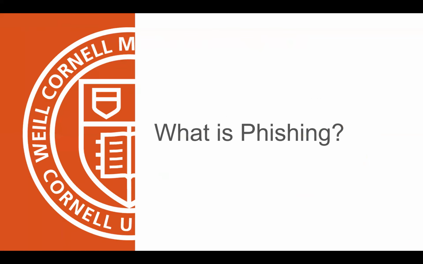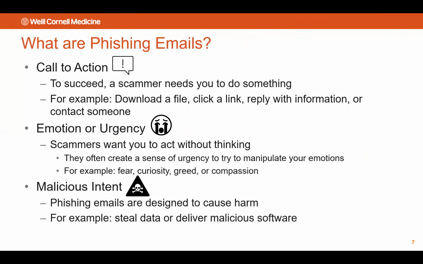So I've been talking a lot about phishing, and I just want to go over what exactly is phishing. So phishing emails are sent by scammers to try to trick you into giving them credentials or downloading files that could harm your computer. They'll then use one of these methods to gain access into systems or steal your files or steal your information. So phishing emails typically have 3 common elements.